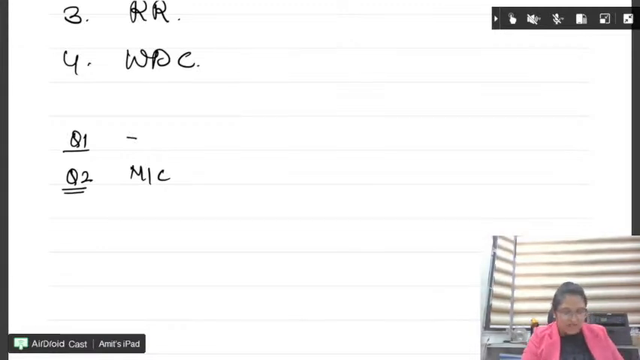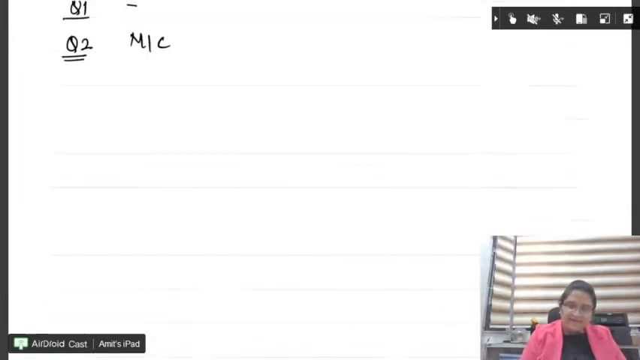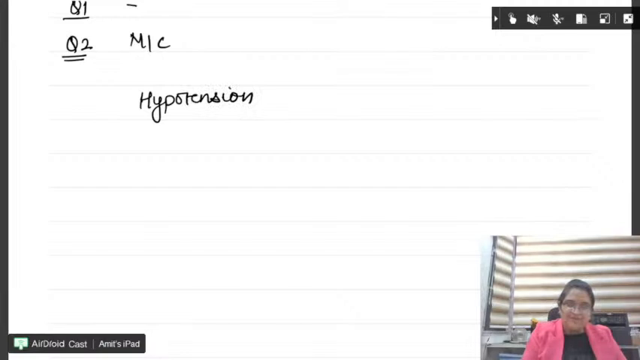Most common cause of death in septic shock. Septic shock. Very good. No beta, hypotension. End organ failure, so beta it is occurring in the end. Hypotension. Please note this. Hypotension.